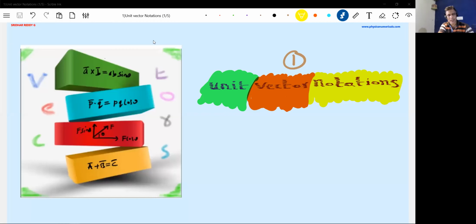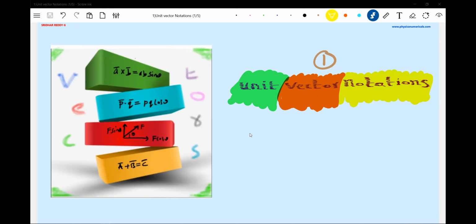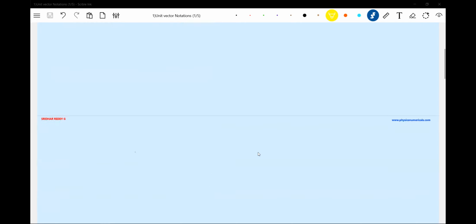Okay, let me start the class. Today's chapter is unit vector notations. The topic is unit vector notations in the vector chapter. We'll start here now.